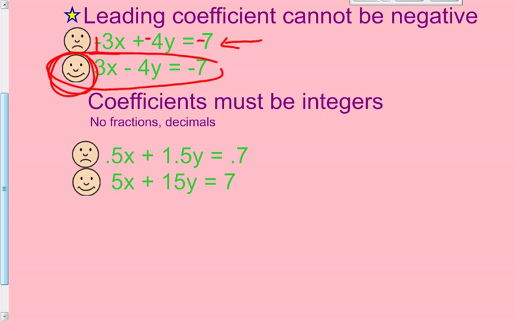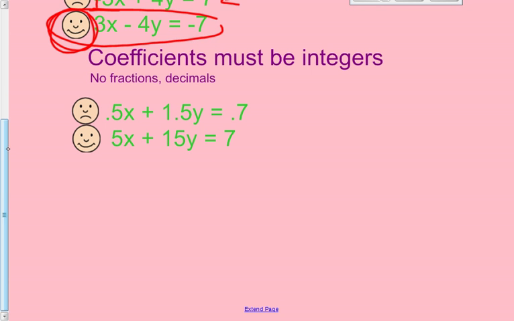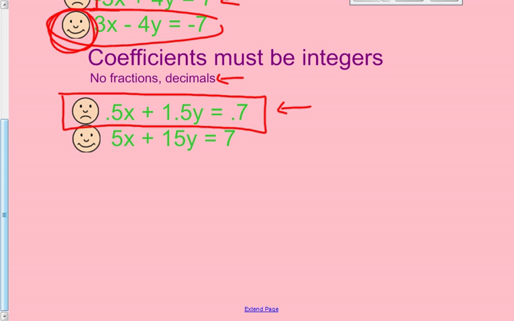Last rule for standard form. And once again, class, make sure you take good notes on this, because I promise you, you're going to see this again. So, the coefficients must be integers, which means that there are no fractions and no decimals. So, if you ever see a fraction, or if you ever see a decimal, such as this one right here, what you have to do is get rid of that decimal, multiplying every single term by a number. On this particular one, they just multiplied every single term by 10, which means that you just move the decimal point over one spot. This becomes 5x, this becomes 15y, and this becomes 7.